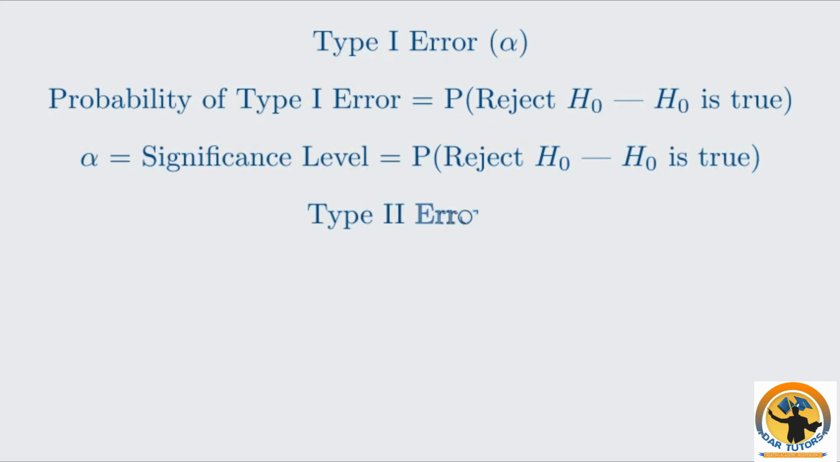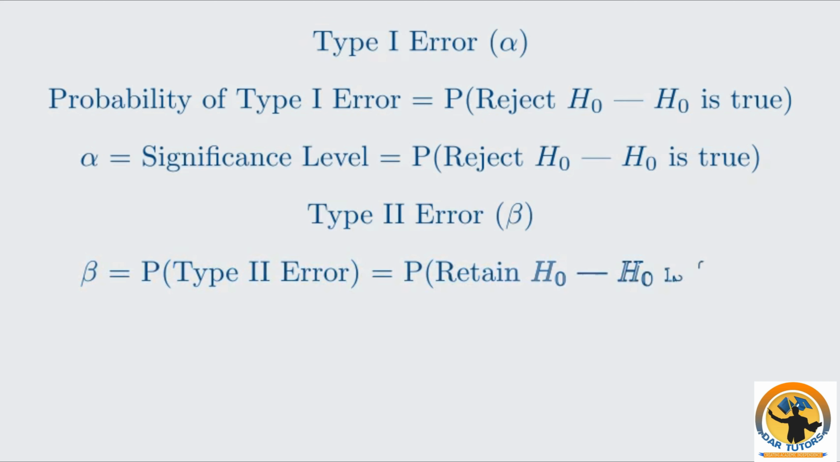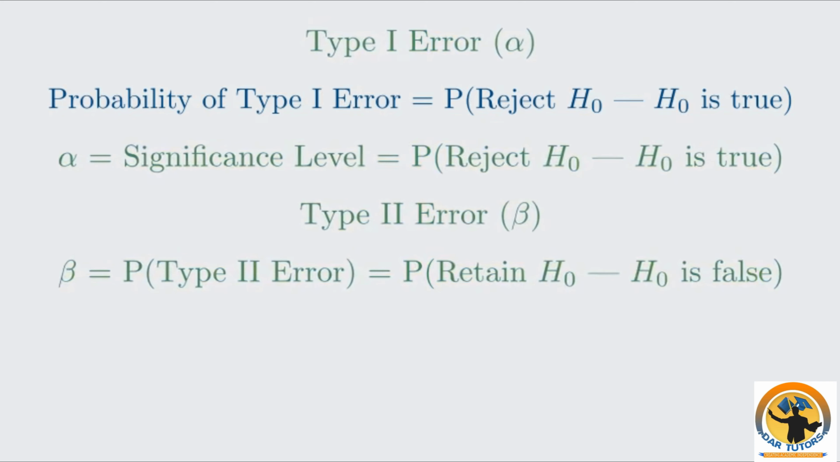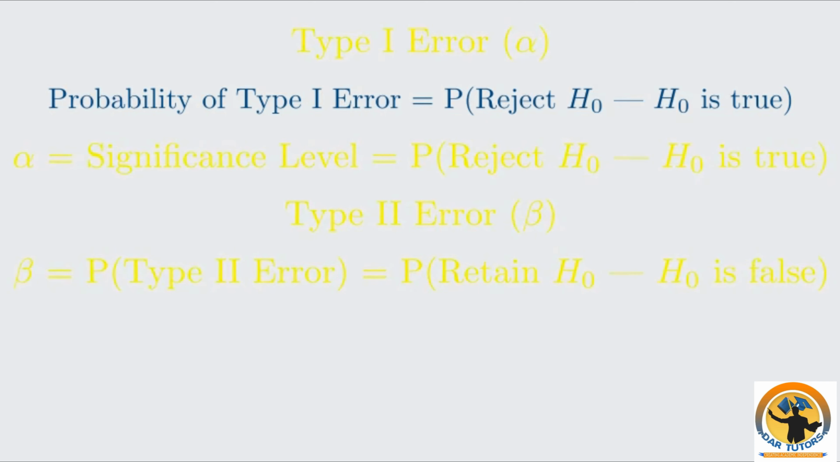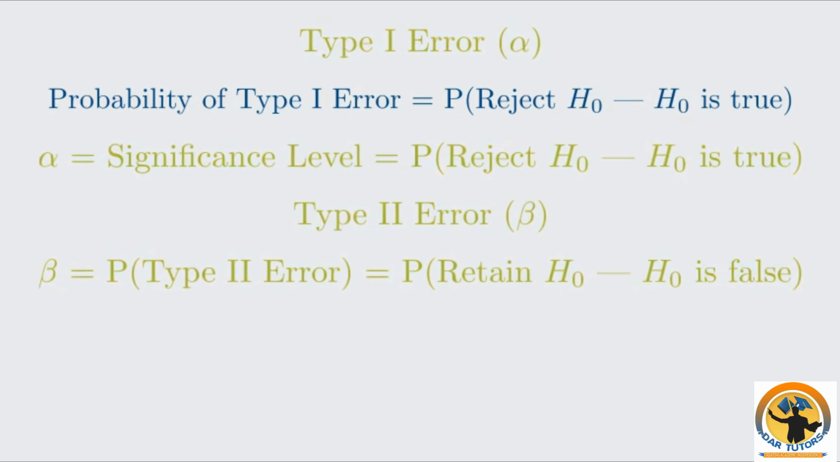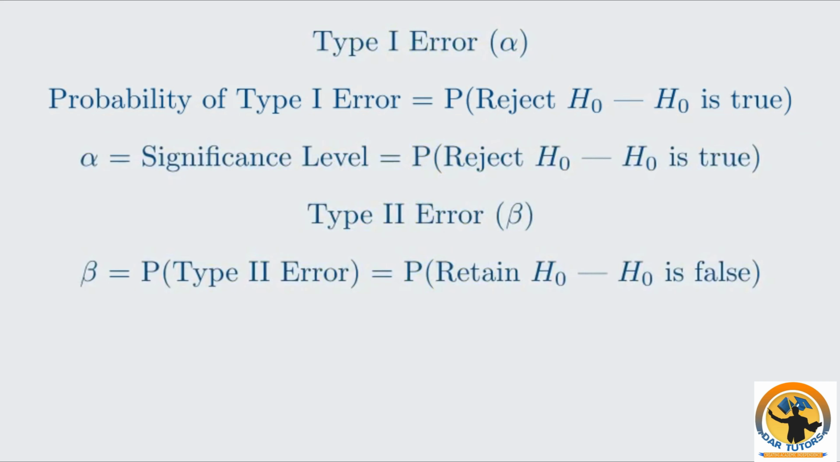The second is a type 2 error. A type 2 error occurs when we fail to reject the null hypothesis, H0, when it is actually false. This is a false negative. We miss a real effect and conclude there is no significant difference when there actually is one. The probability of making a type 2 error is denoted by the Greek letter beta. We calculate beta as P of retaining H0, given that H0 is false. So, we have alpha for type 1 errors and beta for type 2 errors. These two probabilities are crucial for understanding the reliability and validity of our tests.